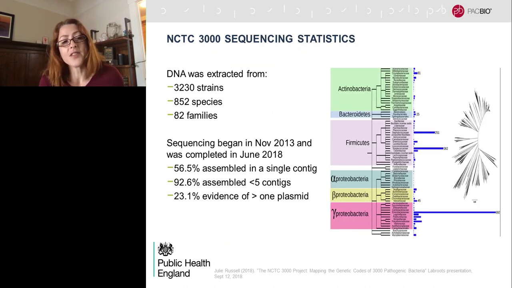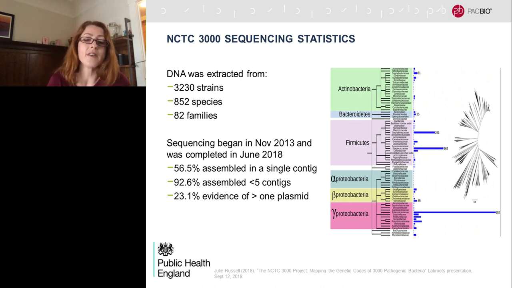So they have so far extracted DNA from over 3,000 strains from 852 different species and 82 different families. And you can see on the right that this encompasses a wide range of the bacterial clade. Sequencing began in 2013 and was completed last year, but they continue to sequence additional genomes that were outside the scope of the initial 3,000 that were targeted for improved reference genomes.